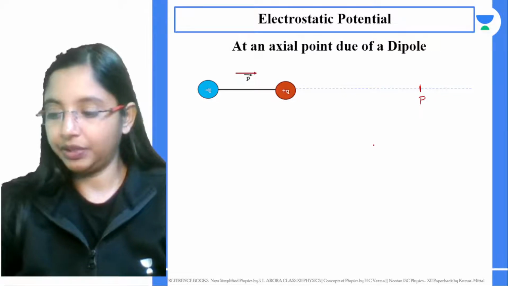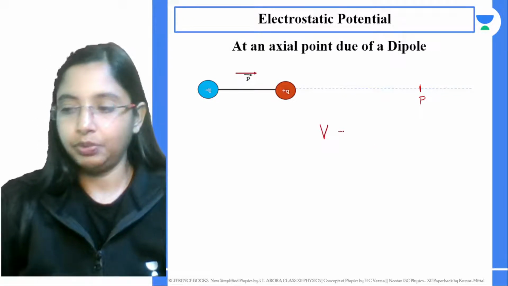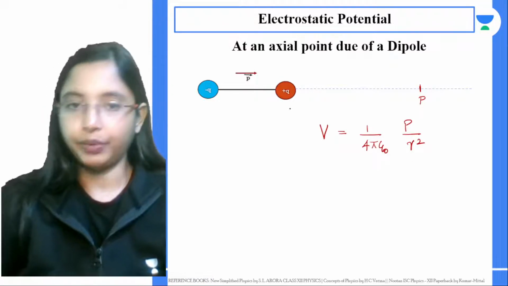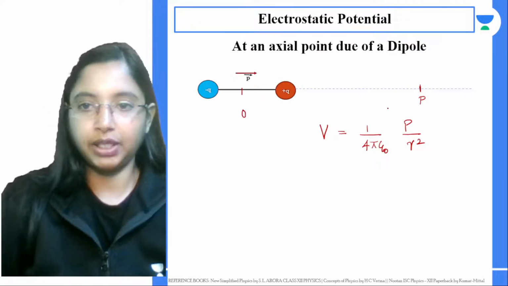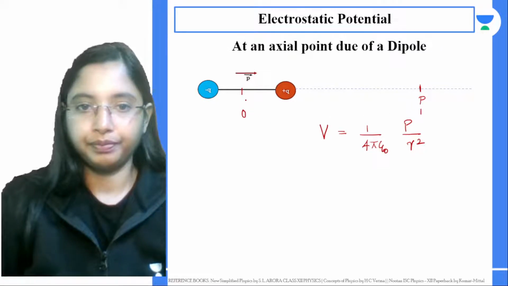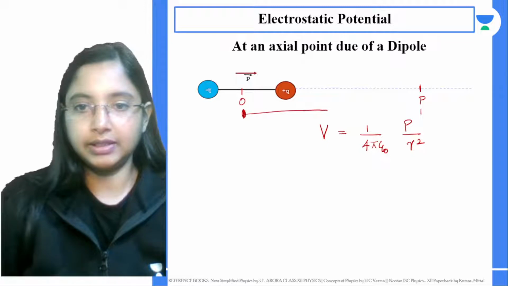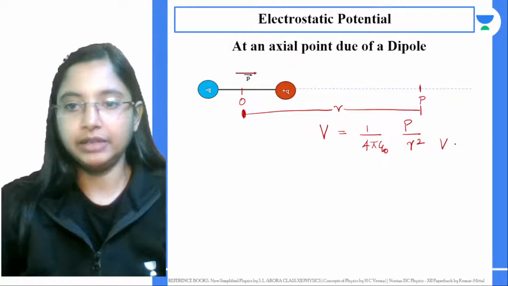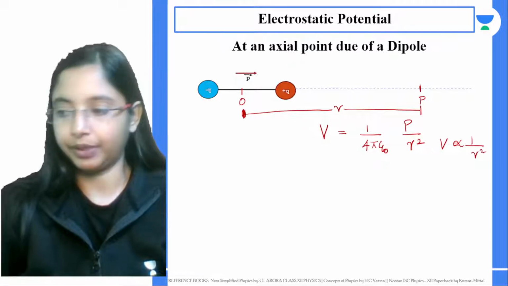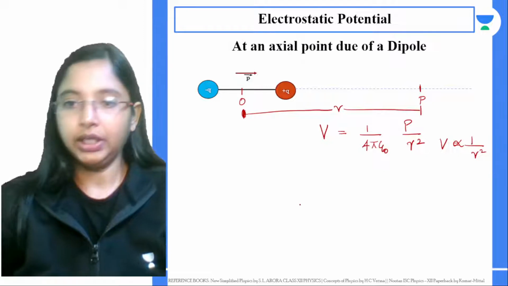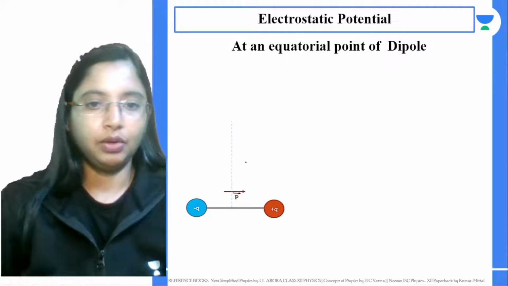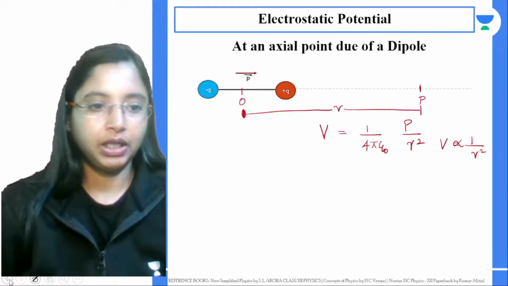We've done this in one of the previous classes, so I'm just going to give the equation. This potential is going to be 1 by 4 pi epsilon naught, P divided by R square, R being the distance from the center of the dipole to this point P. In the case of an axial dipole, V is proportional to 1 by R square.